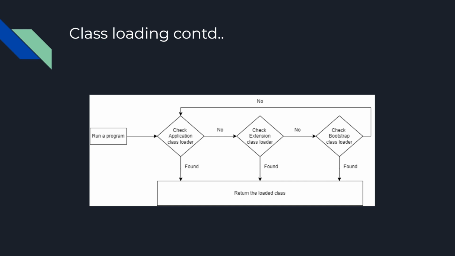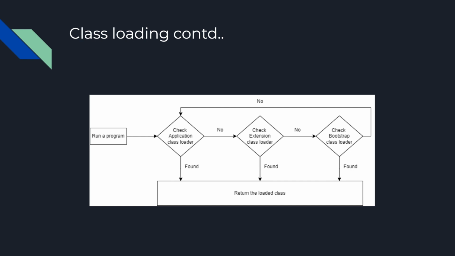The first step in the class loading mechanism is the loading. Loading is the process of finding the binary representation of a class or interface. And once that binary representation is found, the JVM will create a class or interface from that binary representation using the Java class loader. So that is loading. Then comes the linking. Linking is the process of taking a class or interface and combining it into the runtime state of the JVM so that it can be executed.